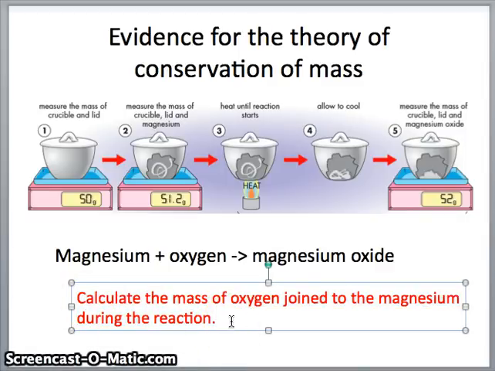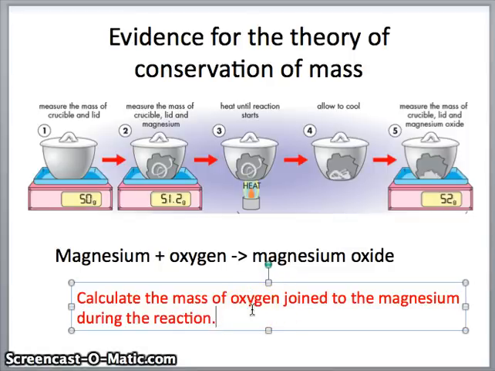Maybe some of you are already a couple steps ahead of me and already have the answer, but if we want to calculate how much oxygen joined to the magnesium during the reaction, we're going to want to subtract the starting mass, before any reaction happened, before any oxygen was joined. We want to subtract that initial mass from our final mass after the oxygen joined with the magnesium. So then it becomes a pretty simple arithmetic problem once we realize what we want to do. So 52 minus 51.2 gives us 0.8 grams.